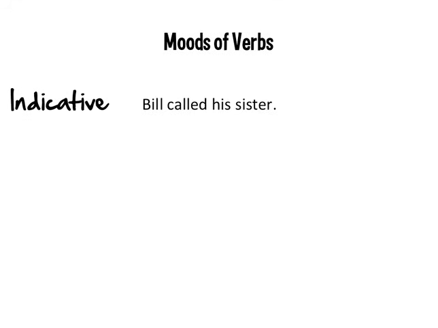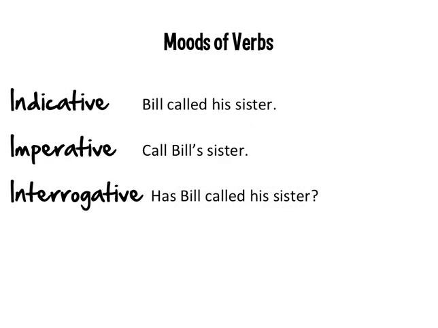So for the moods of verbs, indicative, here's an example. Bill called his sister. I'm going to translate this same group of words, the same idea, into the different moods. Here we have imperative. Call Bill's sister. This becomes a command. It's imperative that you do this. Next we have interrogative. Has Bill called his sister? Here we can see the helping verb has jumped up towards the beginning of the sentence. And in the last sentence, the imperative sentence, because it's a command, we don't actually have the subject listed. It's an understood you. We just understand that the subject of that sentence is you.